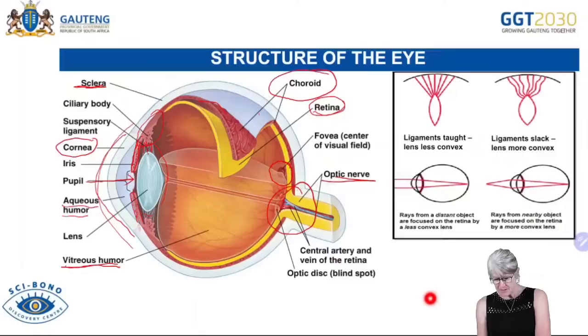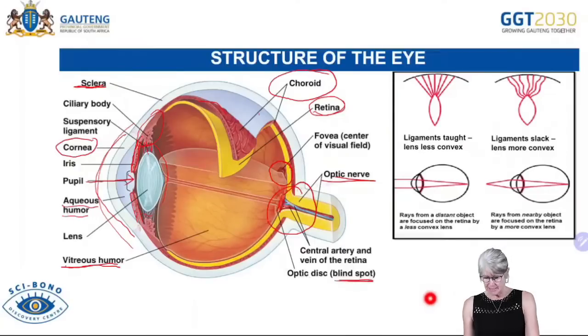And that area there, where the optic nerve actually leaves the eyeball, there are no receptors. So we talk about that as our blind spot. Okay, so those are the basic structures and the functions of the different parts of the eye. And then one of the important functions obviously is accommodation.